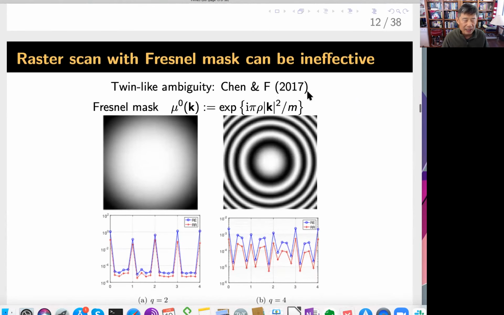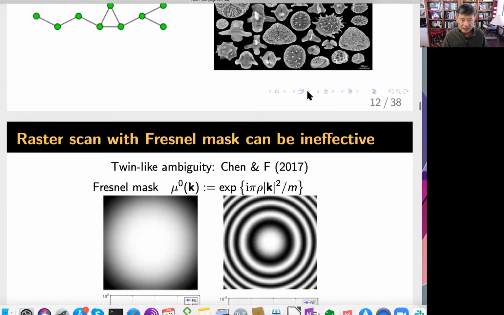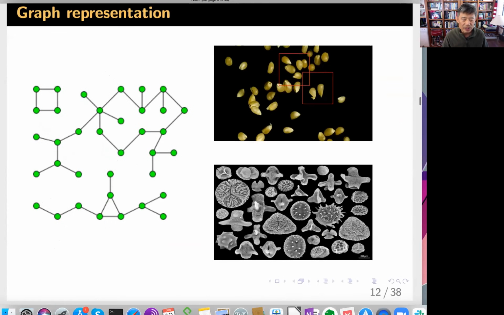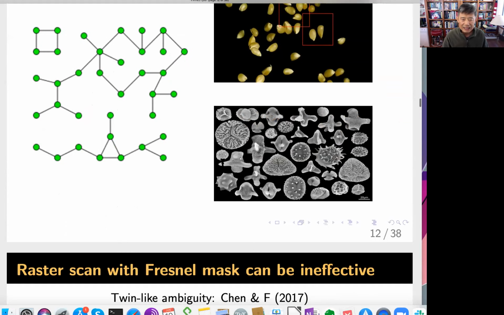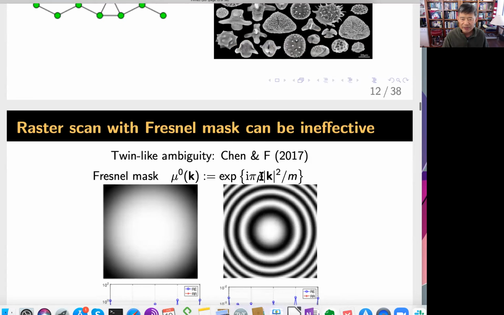Now, I would say the raster scan with what's called a Fresnel mask. Fresnel mask is this quadratic phase mask that is very commonly used in physics literature as well as experiment. Because this is what we create with a one point source, right? And use a Fresnel approximation. Well, that would be the wavefront. So it's very natural. If you don't do anything and you just use the point source to create the wavefront, okay? And then basically you have a Fresnel mask.